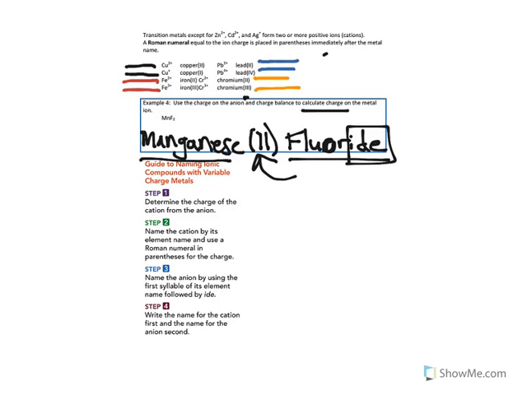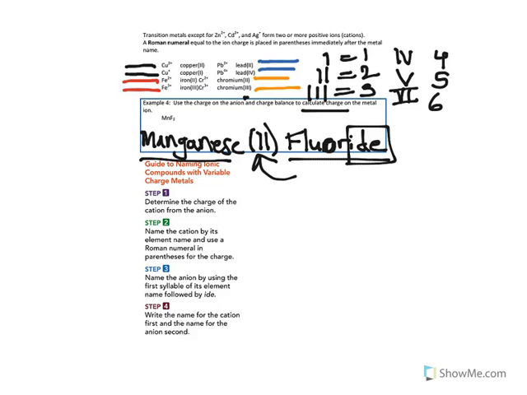Capital letter I is Roman numeral 1. II is Roman numeral 2, III is Roman numeral 3, IV is Roman numeral 4, V is Roman numeral 5, VI is Roman numeral 6. You shouldn't have to go above 6 in this section.